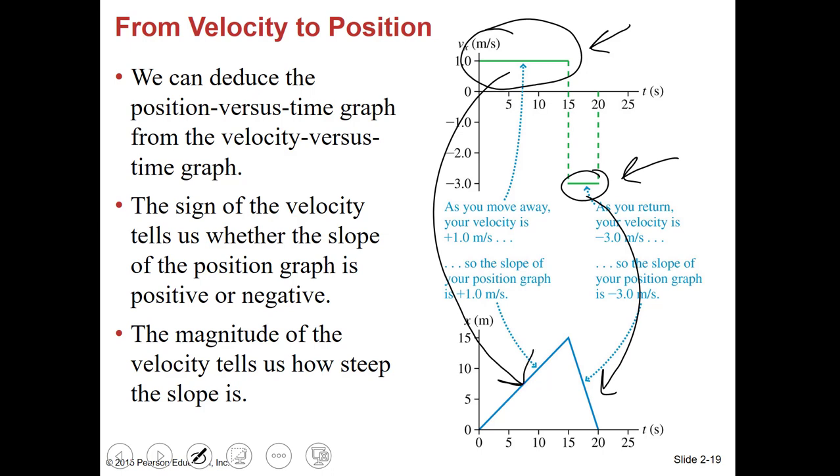So 1 meter per second for the first 15 seconds, that means the slope has to be 1 on a position versus time graph. And if the velocity is -3 from 15 to 20 seconds, the slope of this line has to be -3. All right, very nice.